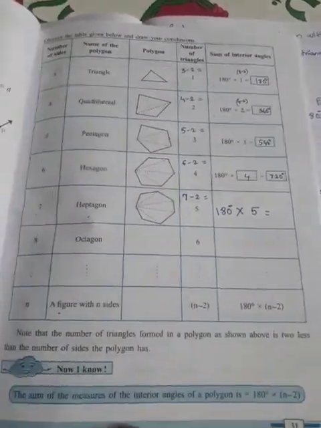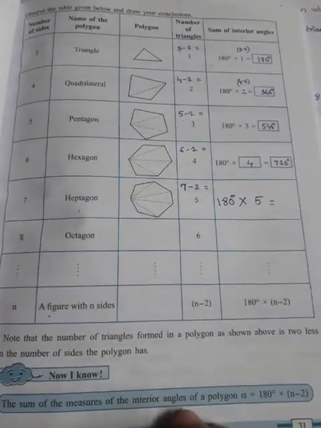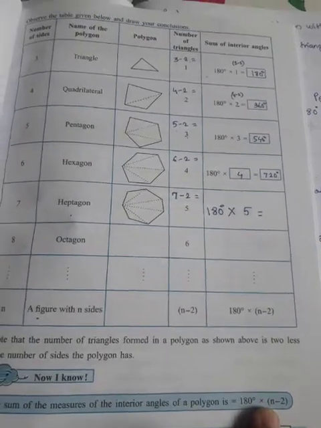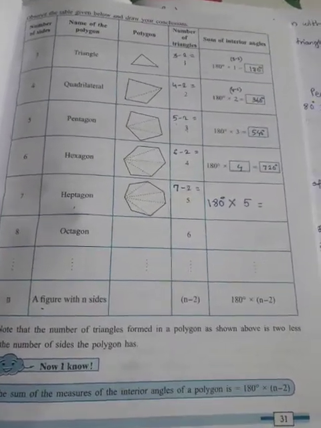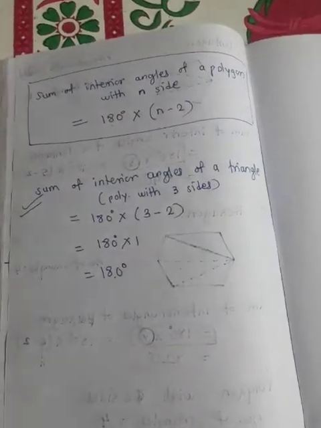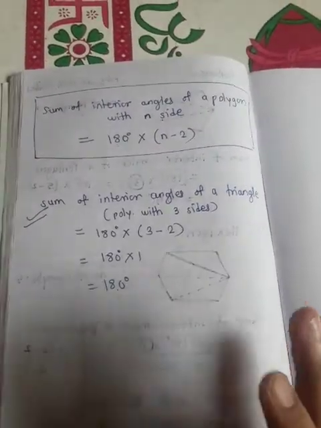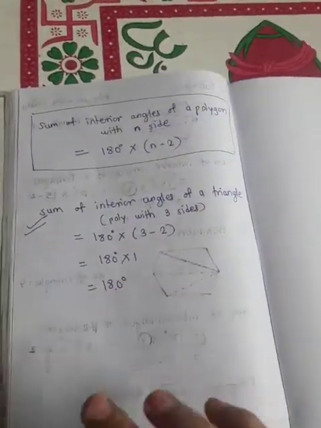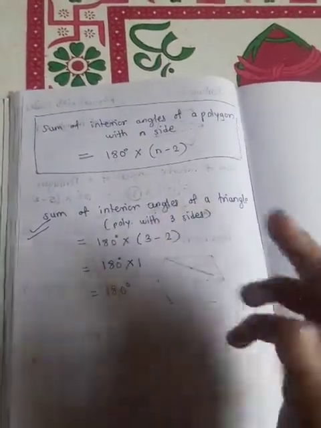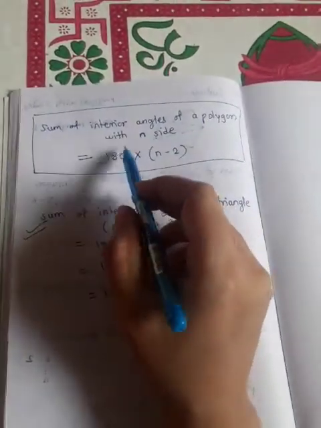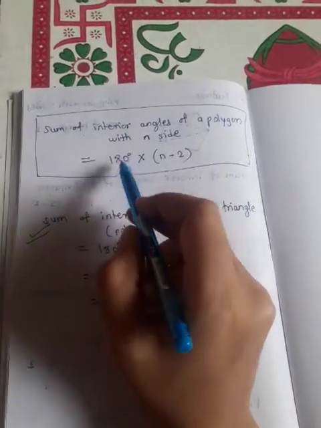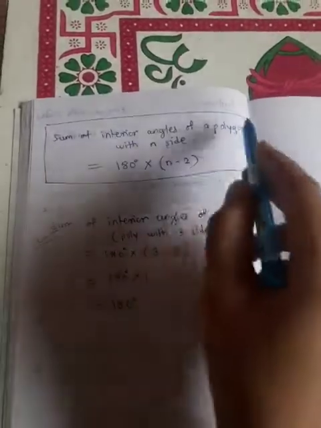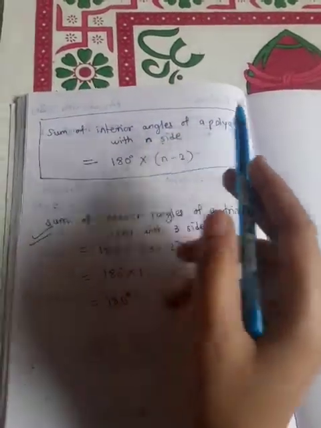So this is a standard formula: the sum of measures of interior angles of any polygon is 180 degree into n minus 2. n is nothing but the number of sides in a polygon. Now from this lecture, just remember that the sum of interior angles of a triangle is 180 degree, and if we have to find the sum of interior angles of any polygon, then use this formula. The sum of interior angles of a polygon with n sides is 180 degree into n minus 2. n is the number of sides in a polygon. So by this formula you can find the sum of interior angles of any polygon.